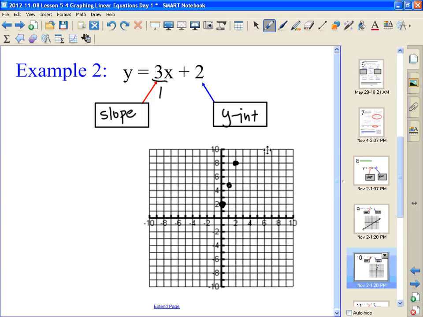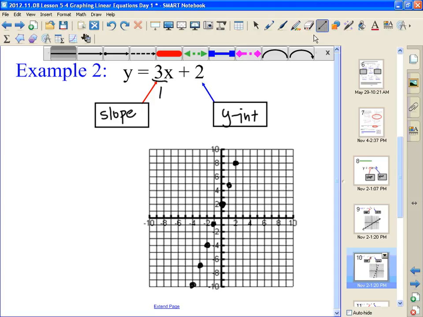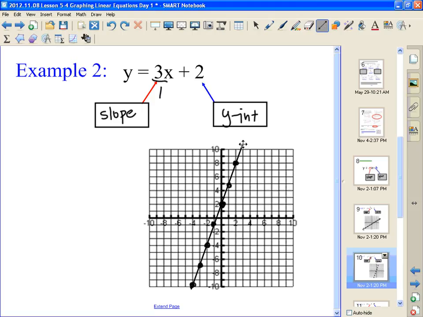And I can't go up anymore, but I'm going to return to where the y-intercept was and go in the opposite direction, which means that I have to go down 1, 2, 3 and to the left 1. Down 1, 2, 3 and to the left 1. Okay, once again, I take my straight edge. I make sure that it goes through all the points on the graph, even going off a little bit, and put arrows on both ends.